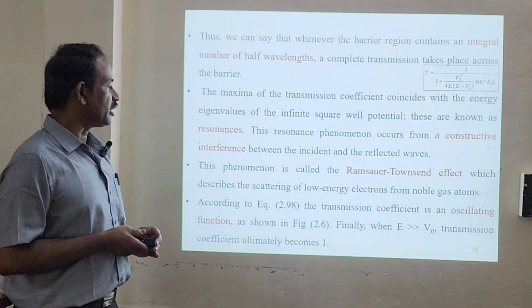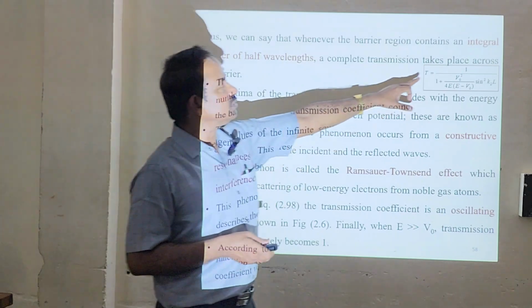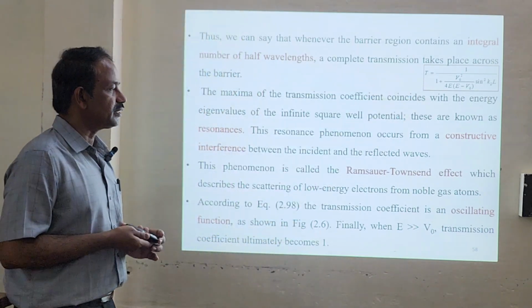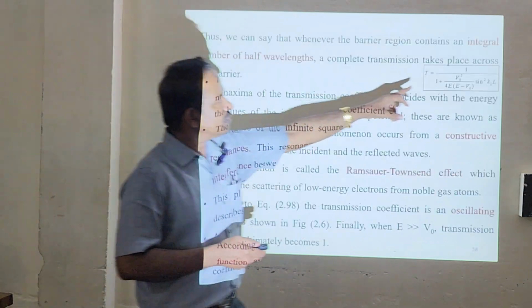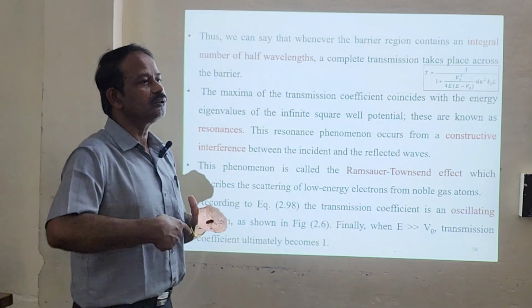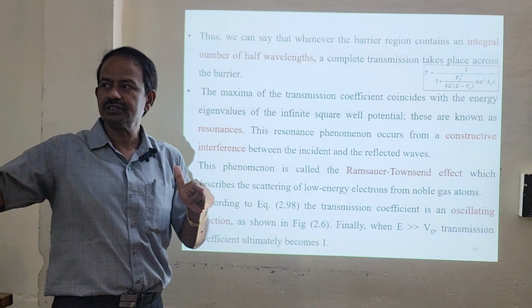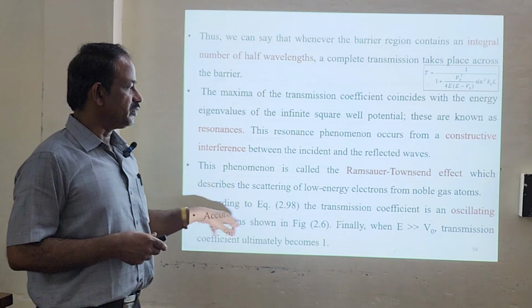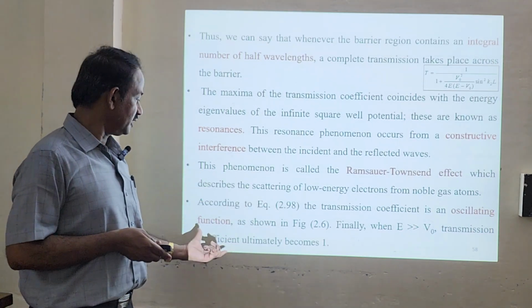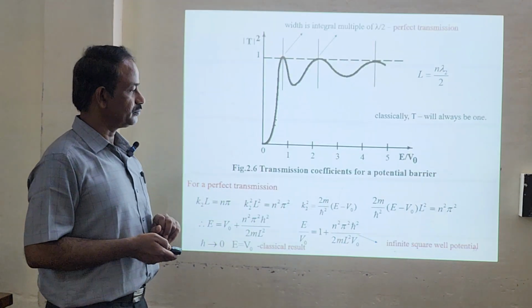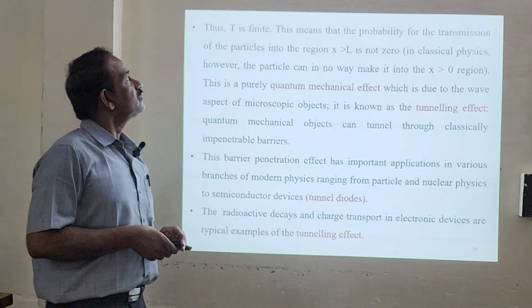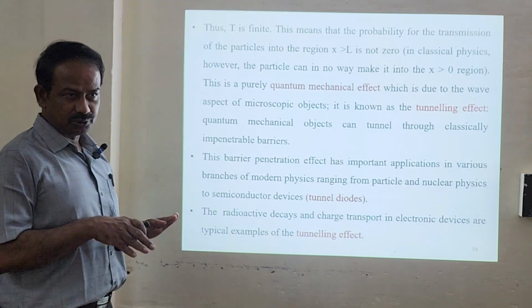According to equation 2.98, the transmission coefficient is an oscillating function. Of course, a sine curve is an oscillating function. So it goes constructive, destructive, constructive; it's an oscillating function. Finally, when E is greater than V0, the transmission coefficient ultimately becomes 1. Thus T is finite.